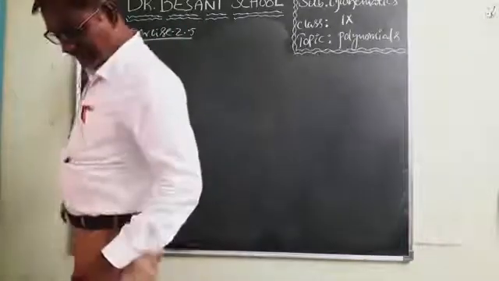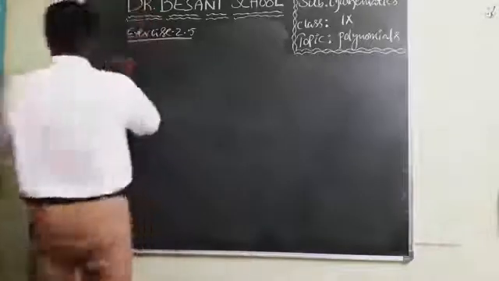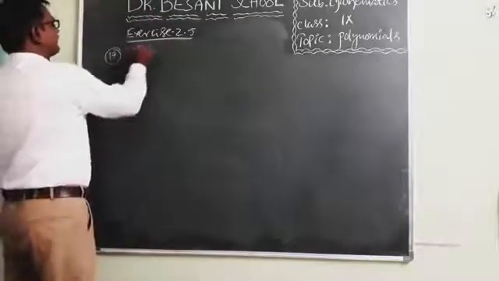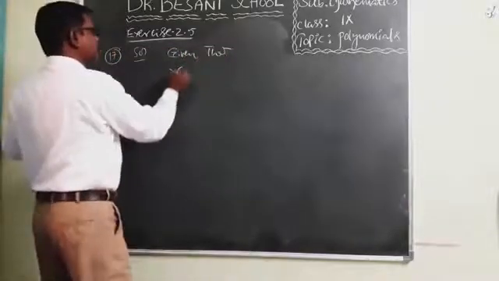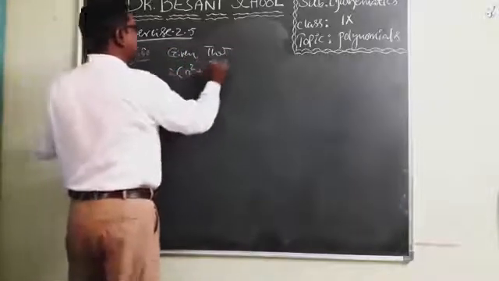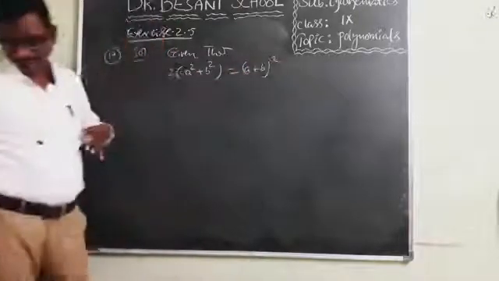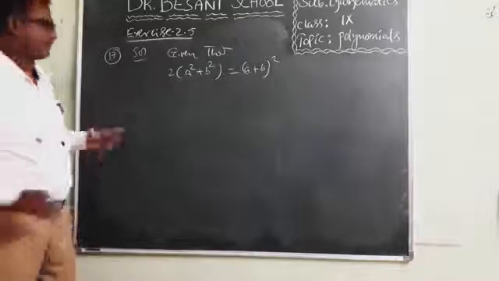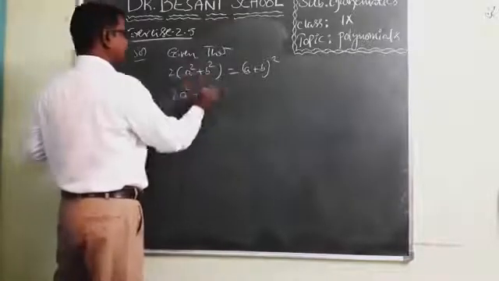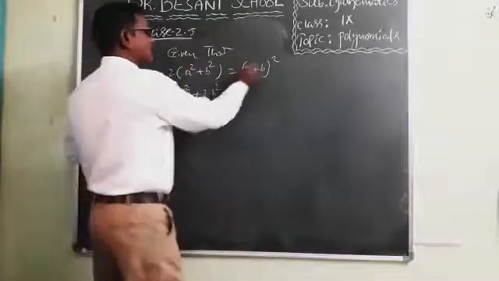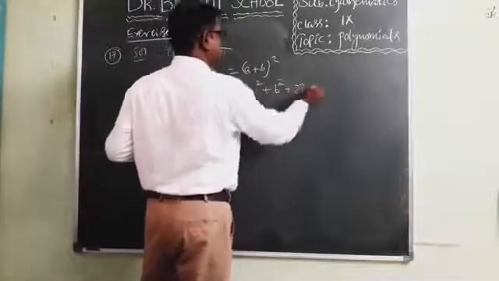If 2 into the bracket a square plus b square equal to a plus b whole square, then show that a is equal to b. Verify, children. 17th solution. It's a nice problem, 2 marks problem. Given 2 into a square plus b square is equal to a plus b whole square. Then we need to show that a is equal to b. So this is 2a square plus 2b square equal to, by the formula for a plus b whole square, a square plus b square plus 2ab.